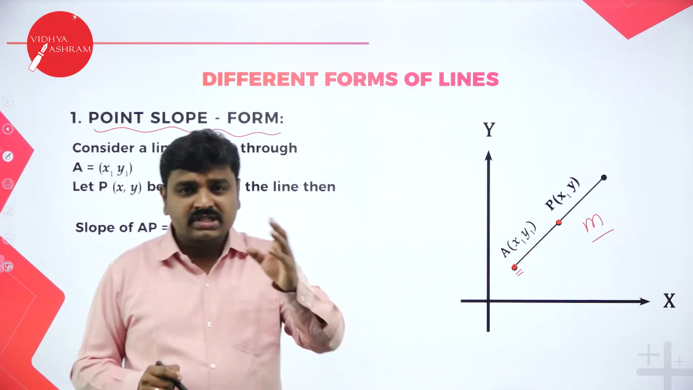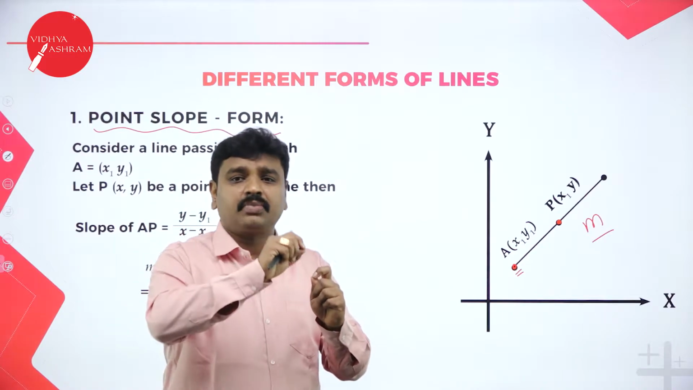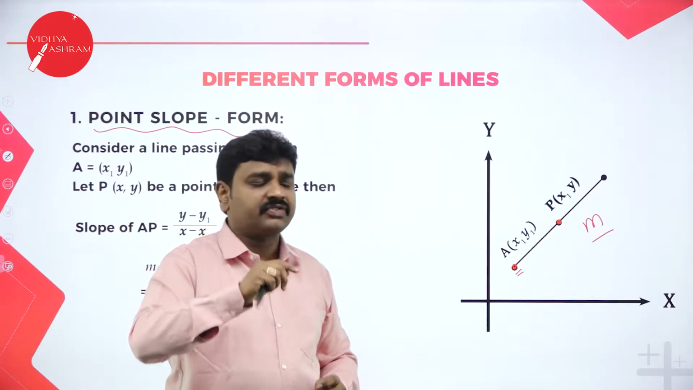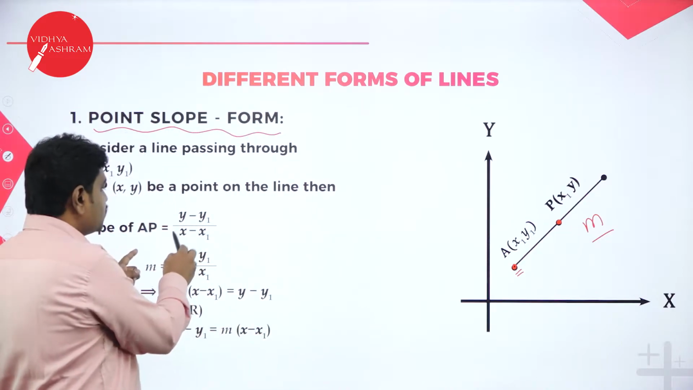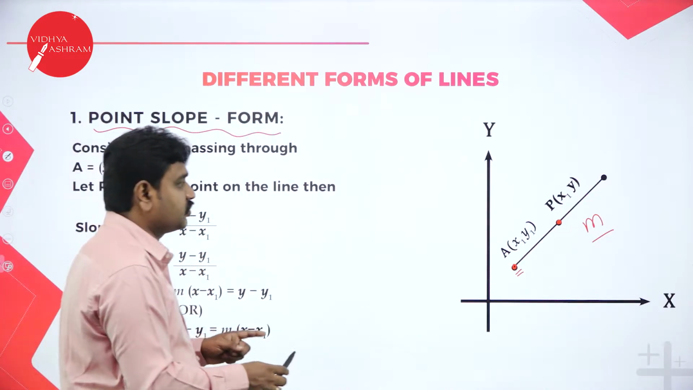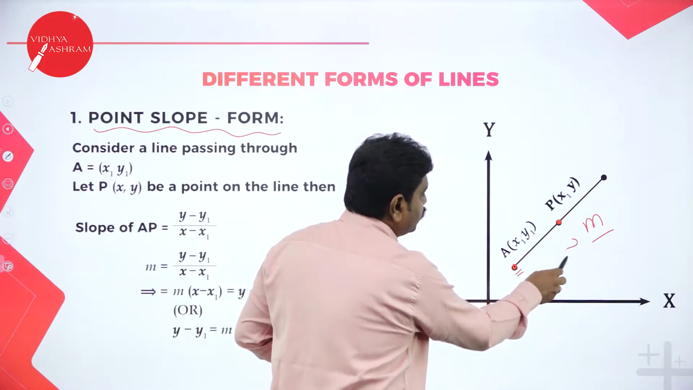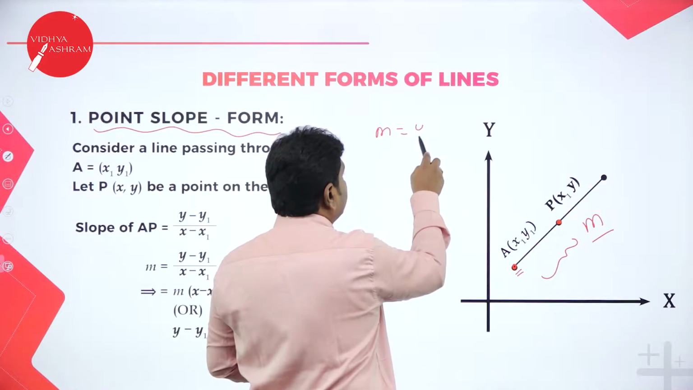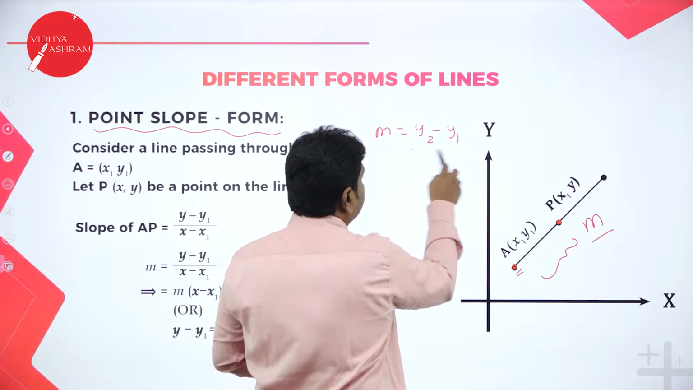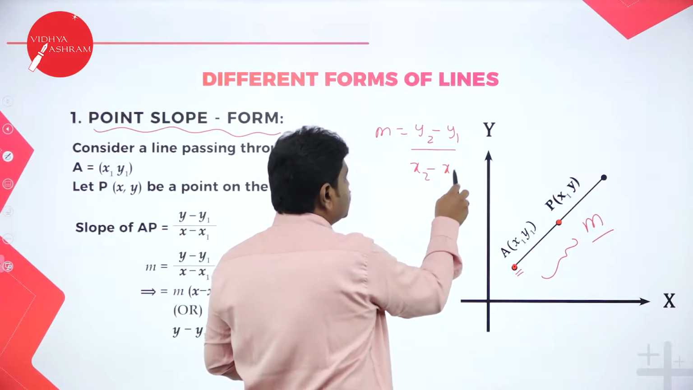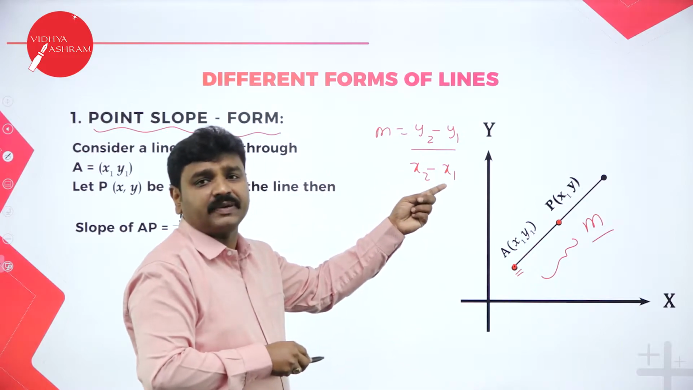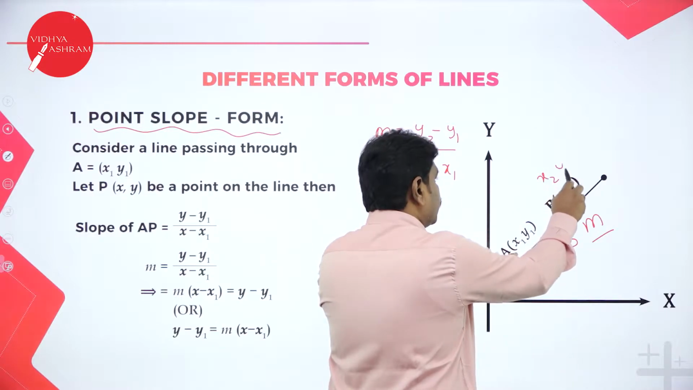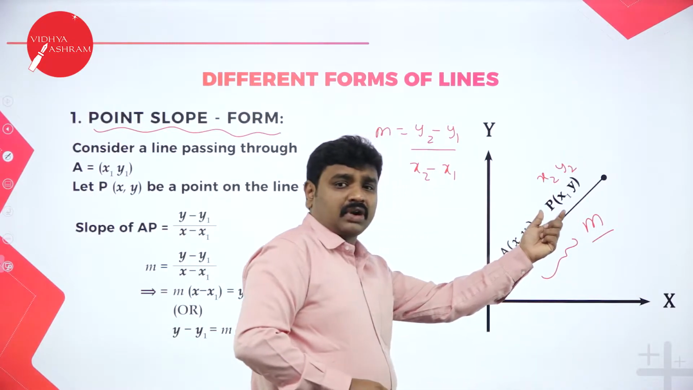In last class I told you slope of line joining points. If I give 2 points, how to find slope? Difference of y coordinate by difference of x coordinate. So now slope of AP is y2 minus y1 by x2 minus x1. All of you know slope is difference of y coordinate by difference of x coordinate. This is what we studied in our last session. So now (x1, y1) is (x1, y1) and we call this as (x2, y2). The point P I am calling it as (x2, y2).